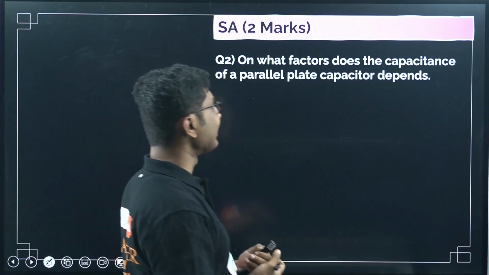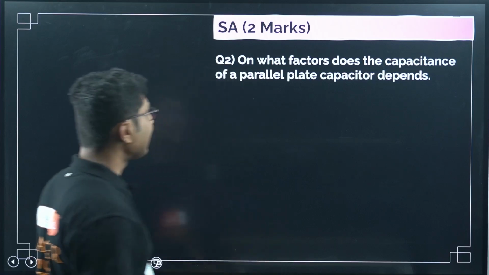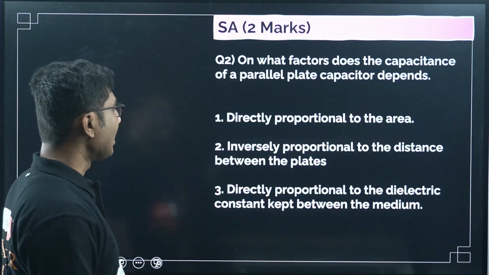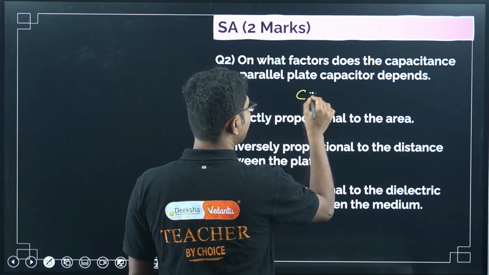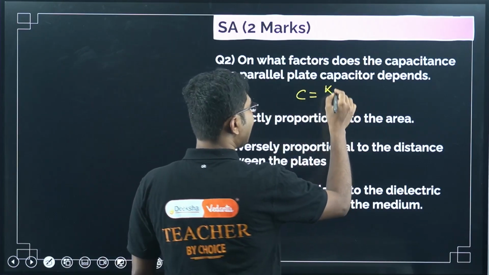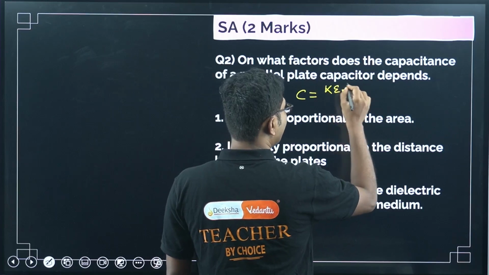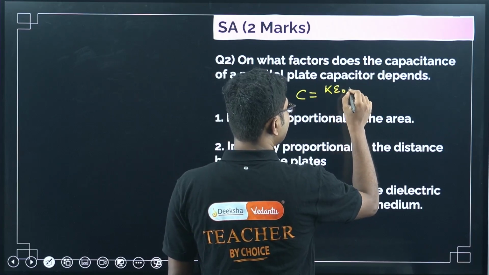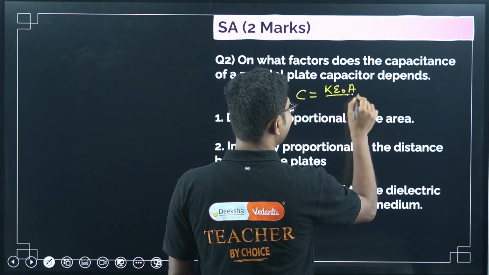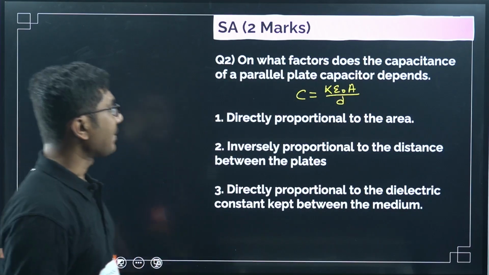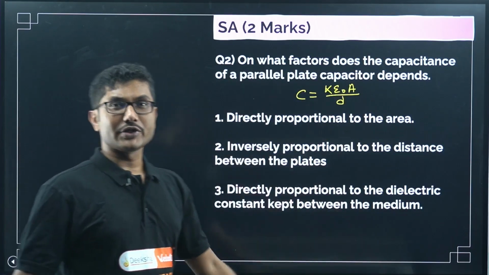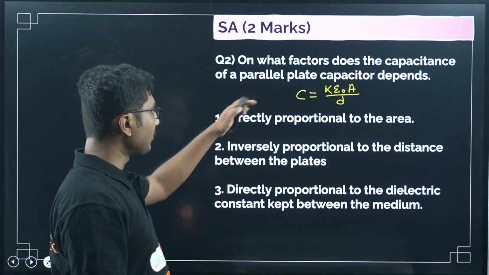On what factors does the capacitance of a parallel plate capacitor depend? There are a few factors. We have seen the equation: capacitance is equal to dielectric constant K, permittivity of free space, then area A divided by d. This is the formula for capacitance of a parallel plate capacitor. If you write this equation, very good. Otherwise you have to remember these points.